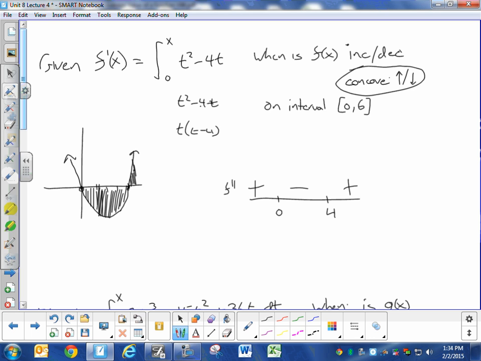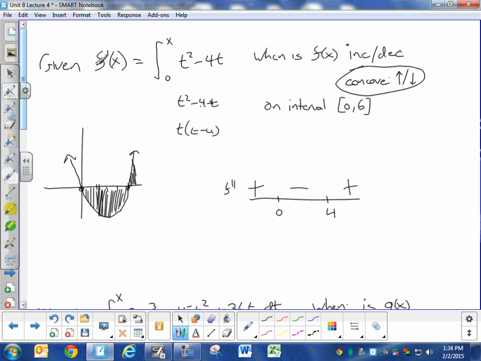So I'd be increasing values there. I'd start at 0. I'd be going down because I'm accumulating negative area. And then I'd be going up because it'd be positive area. I have to think about that. Yeah, we'd be continuing to accumulate negative area from 0 to 4.